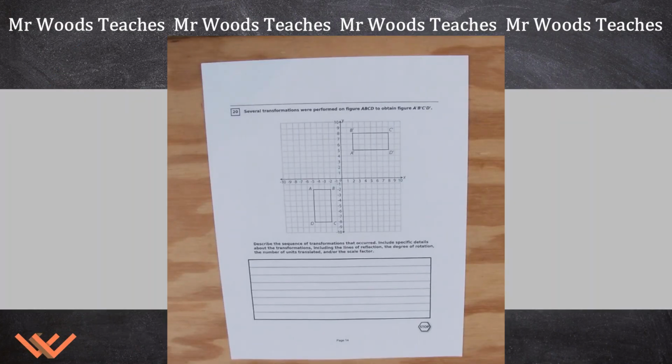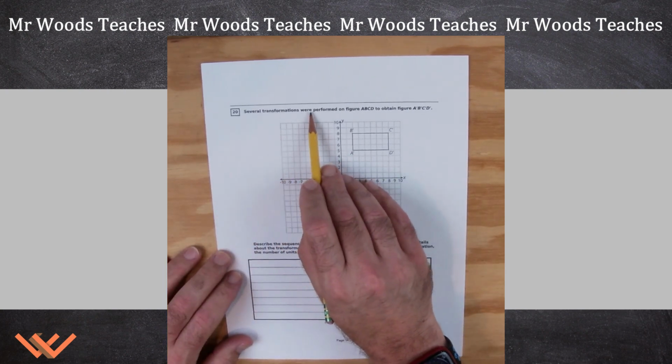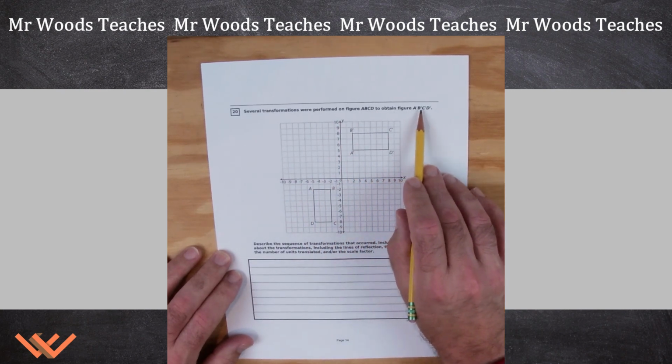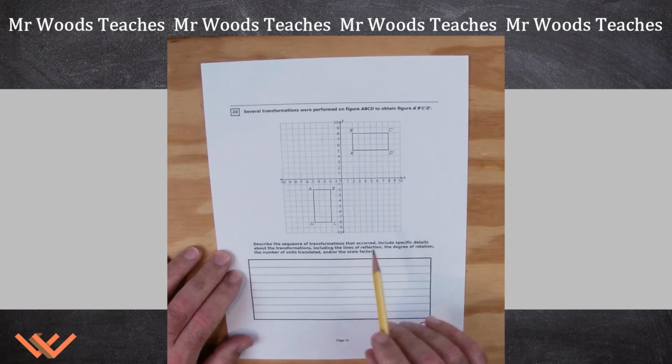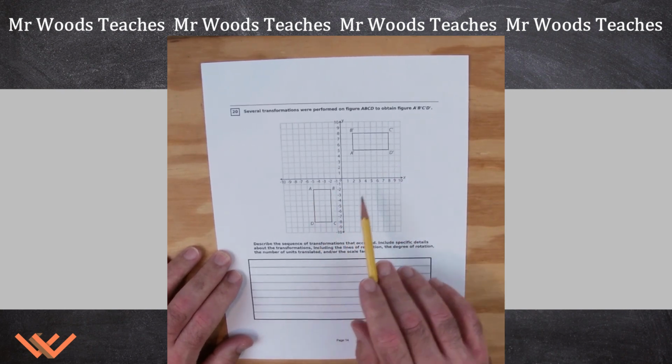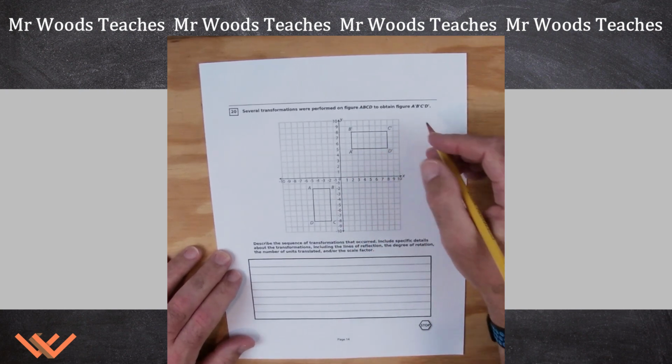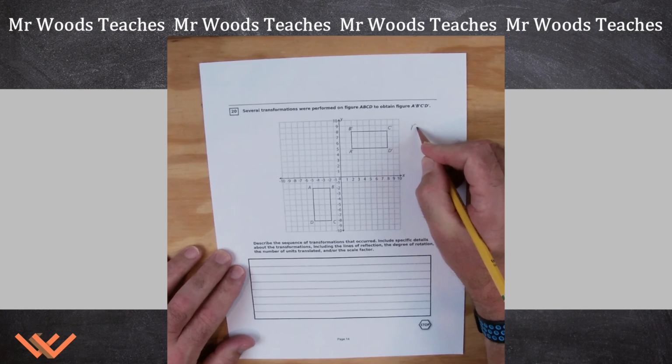Hi everyone, this is Mr. Woods Teaches. Today I'm going to be going over how to use the My Math Notes books. I'm going to use a middle school example here because that's my current book that just came out. So let's take a look at the problem. Several transformations were performed on figure A, B, C, D to obtain figure A prime, B prime, C prime, D prime. Here's A, B, C, D, A prime, B prime, C prime, D prime. First, I want to recognize that these are rectangles, so I'm going to say rectangle.